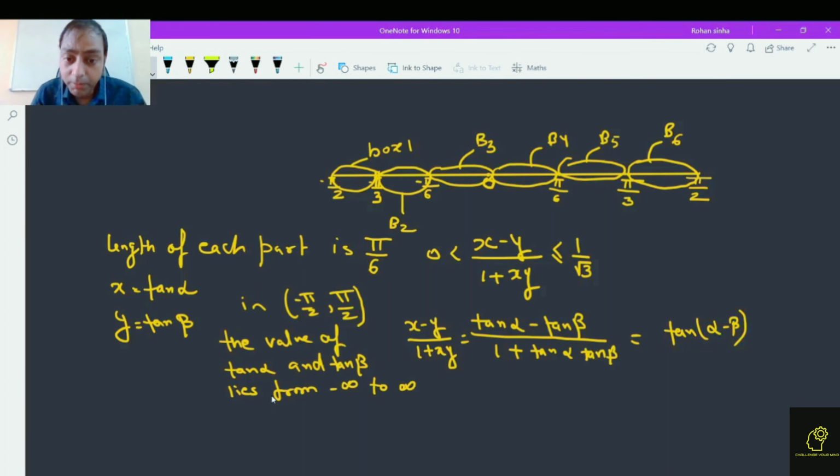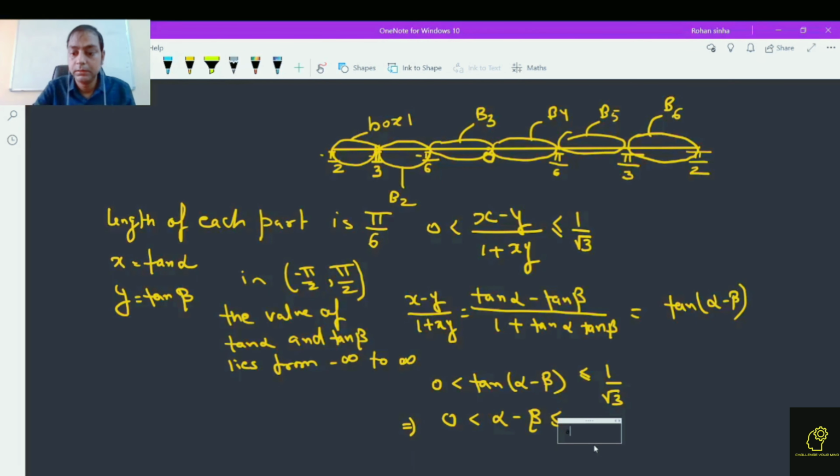So what we need to prove is that tan of alpha minus beta is from 0 to 1 by root 3. That is, we need to prove that alpha minus beta is from 0 to pi by 6.